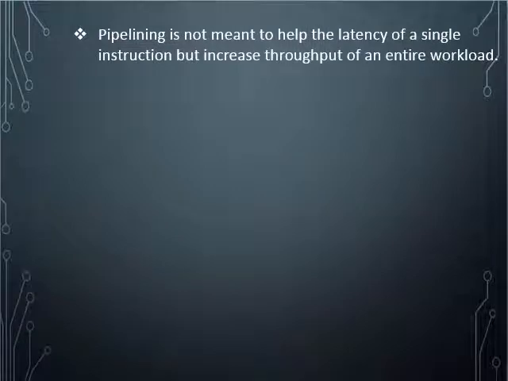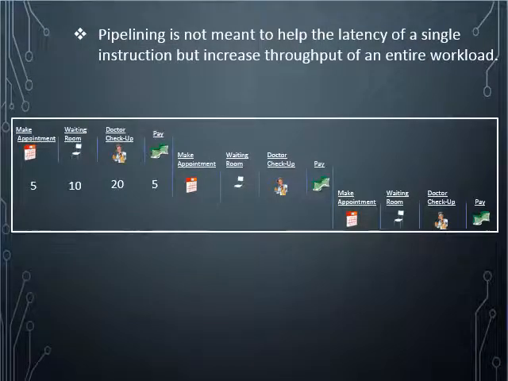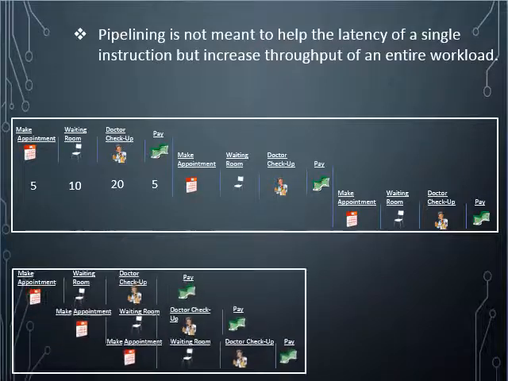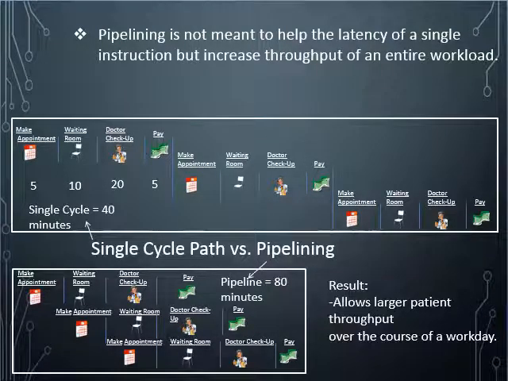So, if it takes longer for each patient to get through the doctor's office, then why would we want to use pipelining? Well, pipelining is not meant to help the latency of a single instruction, but to increase the throughput of an entire workload. This top diagram shows that it takes 40 minutes for a patient to complete a doctor's visit if the doctor's office was using a single cycle path. The bottom diagram shows how it takes 80 minutes for a patient to complete a doctor's visit. However, we can see that pipelining allows more patients to be seen by the doctor through the course of a workday. This type of utilization for computers is essential.